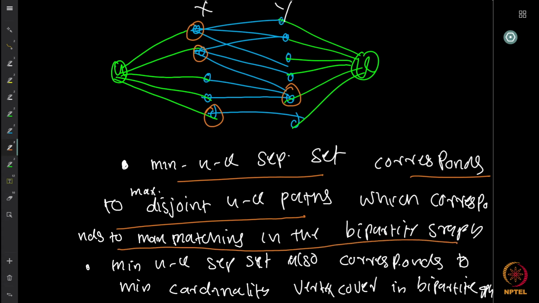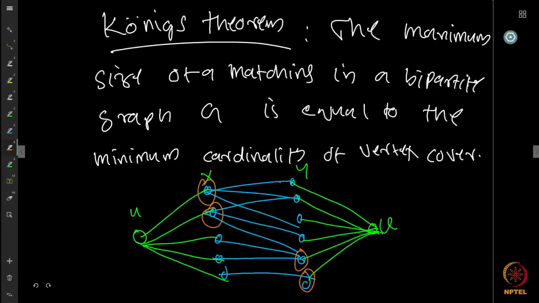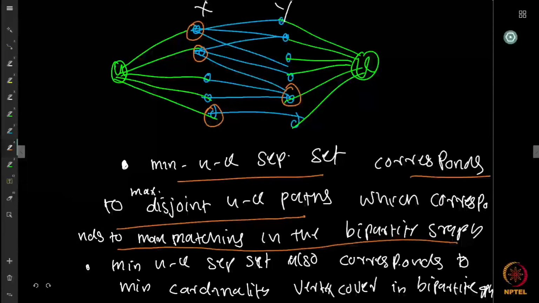Because the maximum number of disjoint UV paths must necessarily use distinct edges from the bipartite graph, the blue edges. Any such path from U to V must use edges of the bipartite graph, and they must all be disjoint. They must form a matching because they are all internally disjoint. So all such edges will give a matching in the bipartite graph. These paths will define the matching, and that is a maximum cardinality matching.